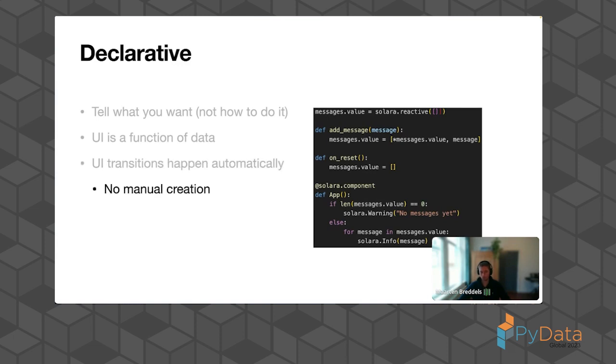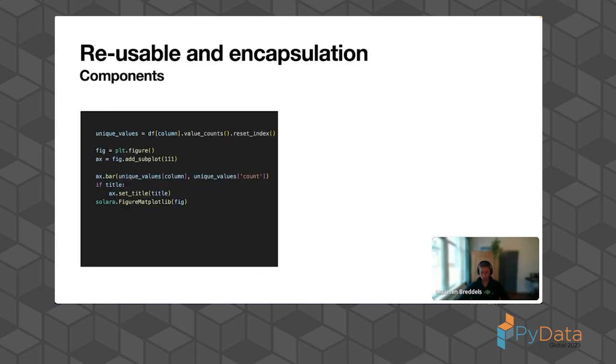So you don't manually create the widget underneath it. You don't have to manually update it. You don't have to insert it. So if I add a message, it automatically inserts on the screen what's necessary, and you don't have to delete it. So if I reset the messages, it will remove all of the infos and replace it with the warning, so that you don't have to do as much work manually.